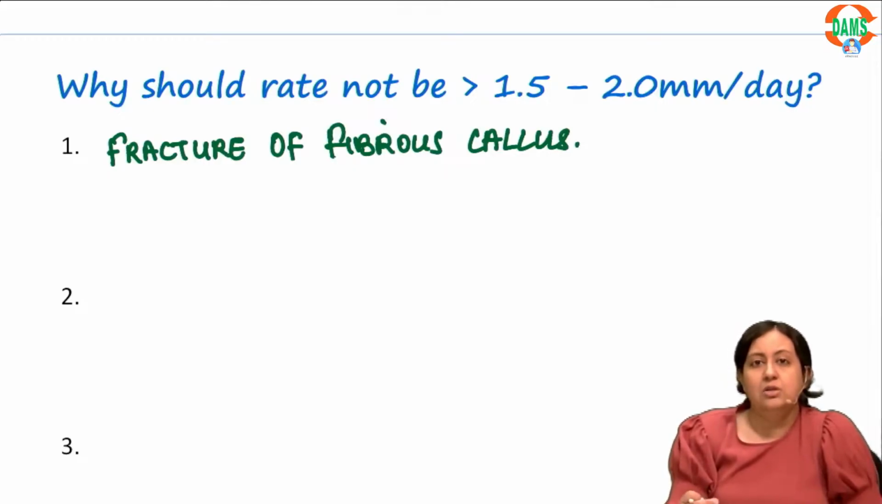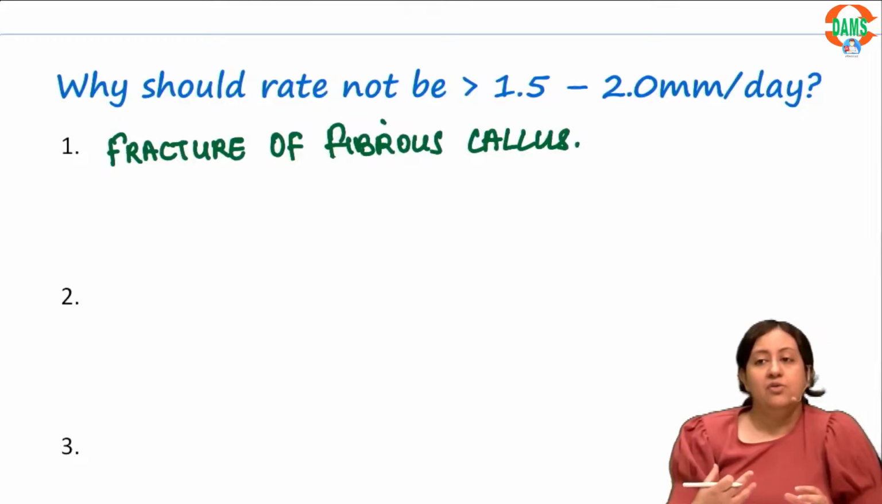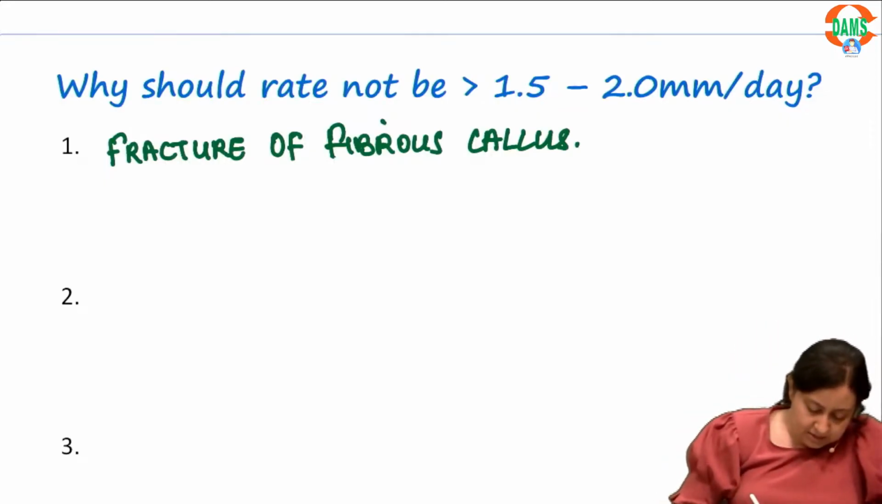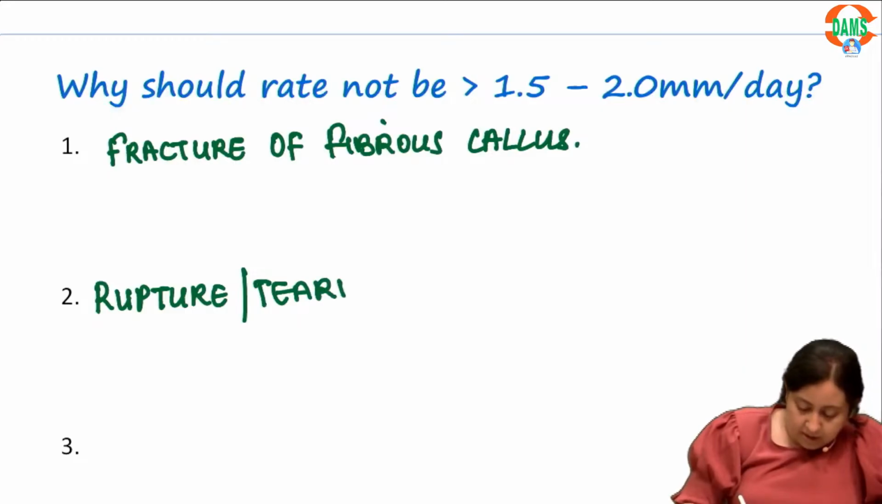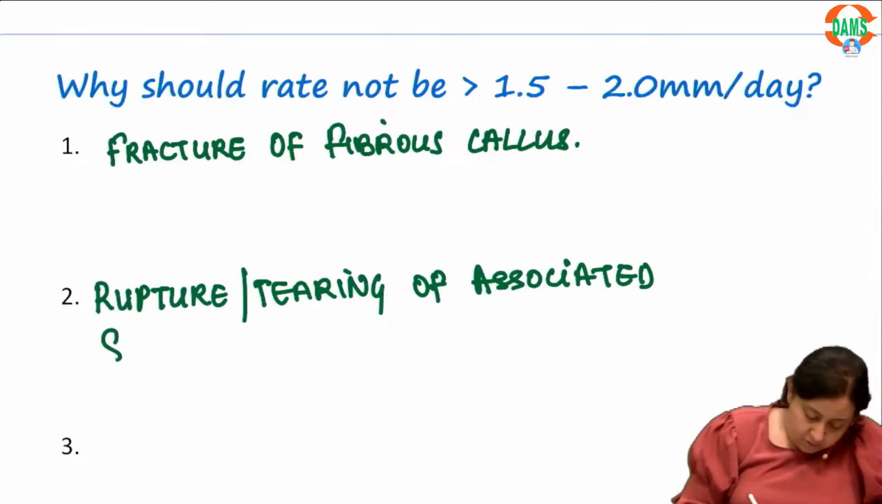All right, because too fast. What is fibrous callus? It is soft, it is moldable, it is flexible, it does not have the strength of a normal bone. All right, so if you stretch it at a faster rate, it is going to break, it is going to fracture. Okay, second thing is it will cause rupture or tearing of associated soft tissue.